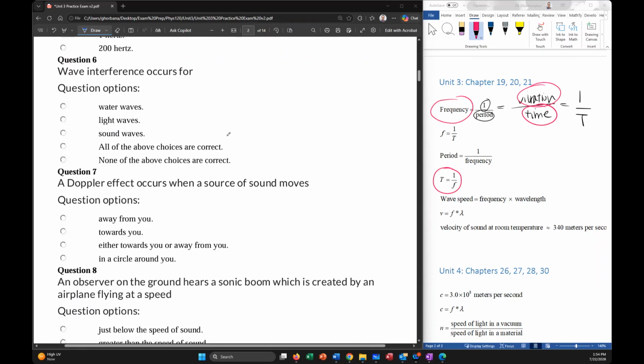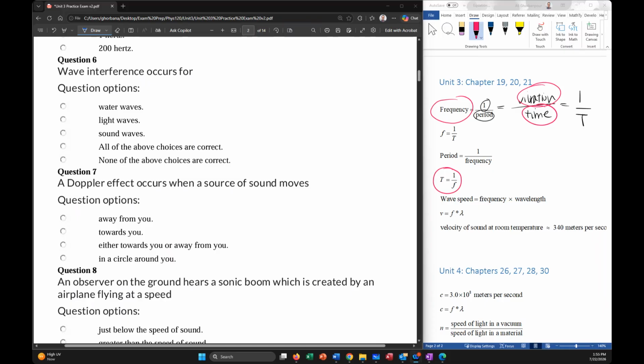Question number 6. Wave interference occurs for water waves, light waves, sound waves. All of the above choices are correct. None of the above choices are correct. So, what do you think? Type in the chat.